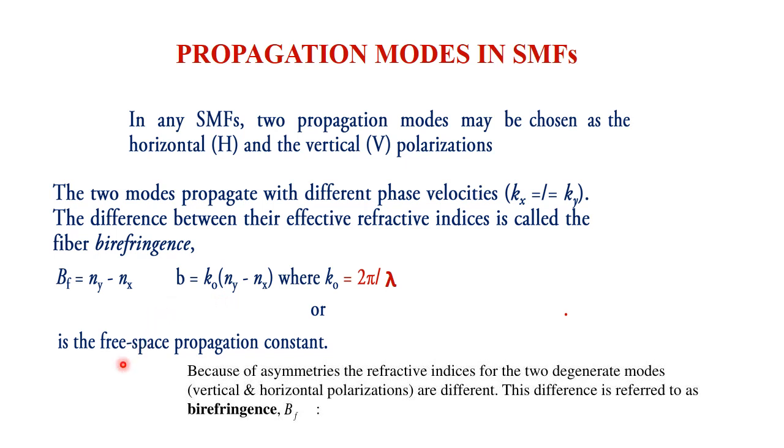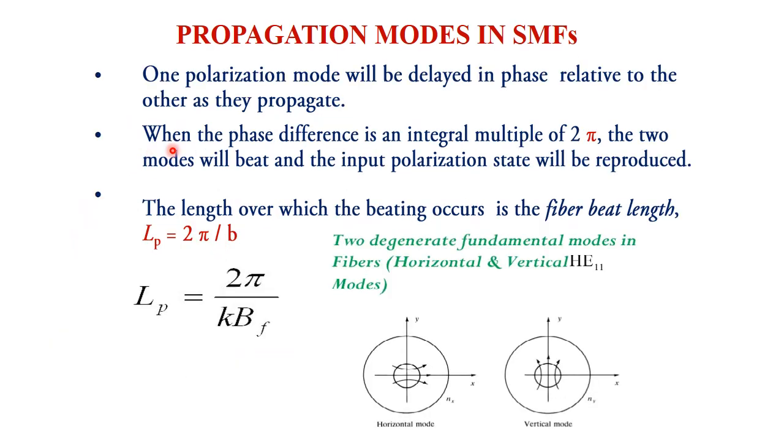And B is equal to K naught of Ny minus Nx, where K naught is nothing but 2 pi by lambda, which is also called the free space propagation constant. So as the conclusion, because of this asymmetry, the refractive indexes for the two degenerate modes will be different. This difference is called fiber birefringence. Next, one polarization mode will be delayed in phase relative to the other as they propagate in the single mode fiber.